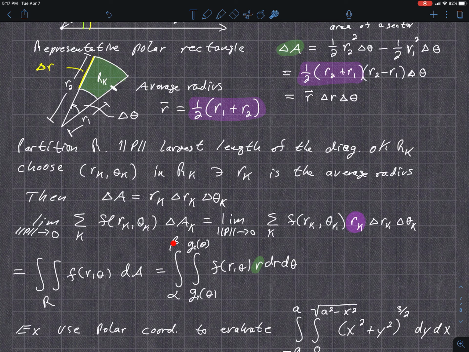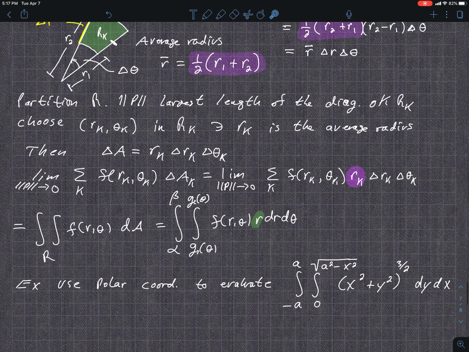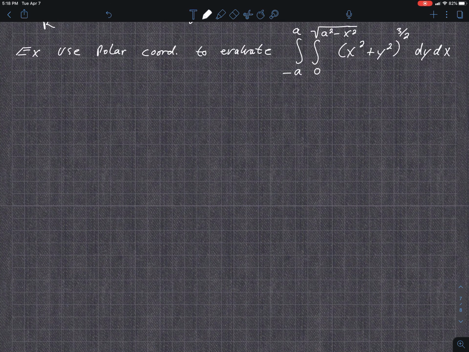You get lower function, upper function, and then you evaluate from alpha to beta, up here. So you're going to go from alpha to beta like that. And then you get your function, and then r dr d theta. You must put this in your formula. So we will convert back and forth between rectangular and polar. So let's do an example of that.